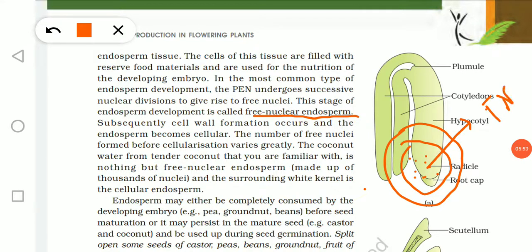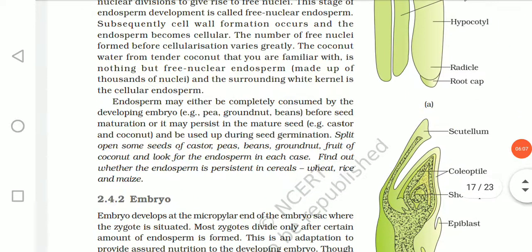Okay, that particular is your free nuclear endosperm, and the white shell that you see outside is nothing but your endosperm, cellular endosperm. In a few cases like maize, pea, groundnut, beans and all those, the endosperm may be completely consumed by the developing embryo before the seed maturation, or sometimes it may persist like castor or coconut. Coconut, we saw how the free endosperm exists.